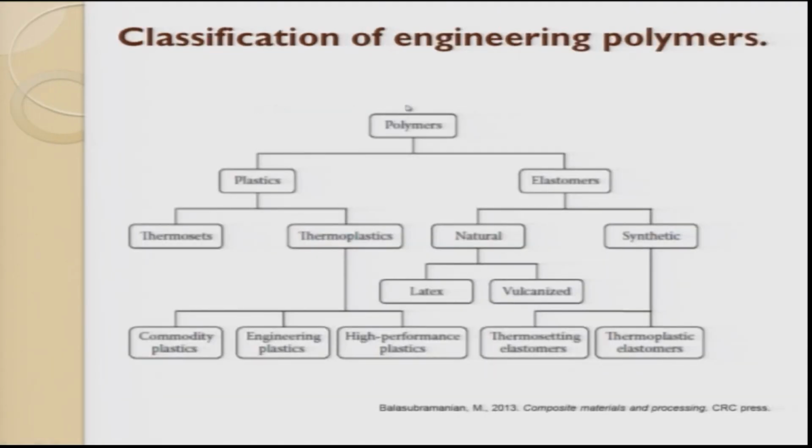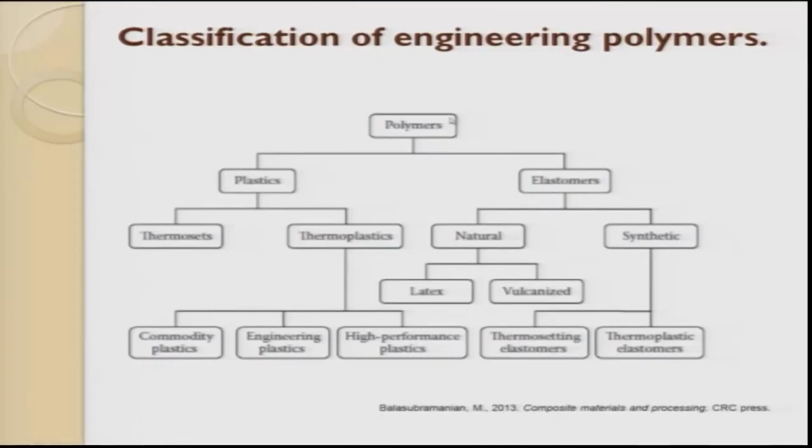When you discuss matrices, as I told you very clearly, we are more focused towards polymer matrix composite. Polymers can be classified into 2: one is called plastics and another is called elastomers. Plastics can be further classified into thermoset and thermoplastic. Very crude differences: thermoset is non-recyclable and thermoplastic is recyclable. Thermoplastic can be further classified into commodity plastics, engineering plastics and high performance plastics.